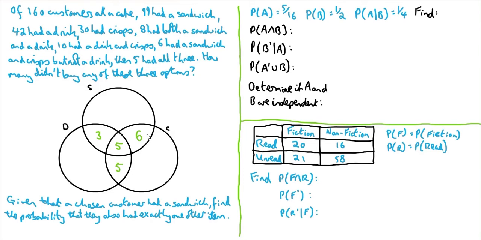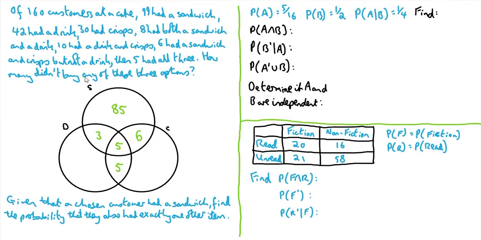Now we can go to the larger circles. So in this case, if 99 had a sandwich in total, so this is the sandwich circle, yet we know that 99 includes this 3, this 5, and this 6. If you just do 99 minus these numbers, that leaves you with 85 going in this section here. 85 people only had a sandwich.